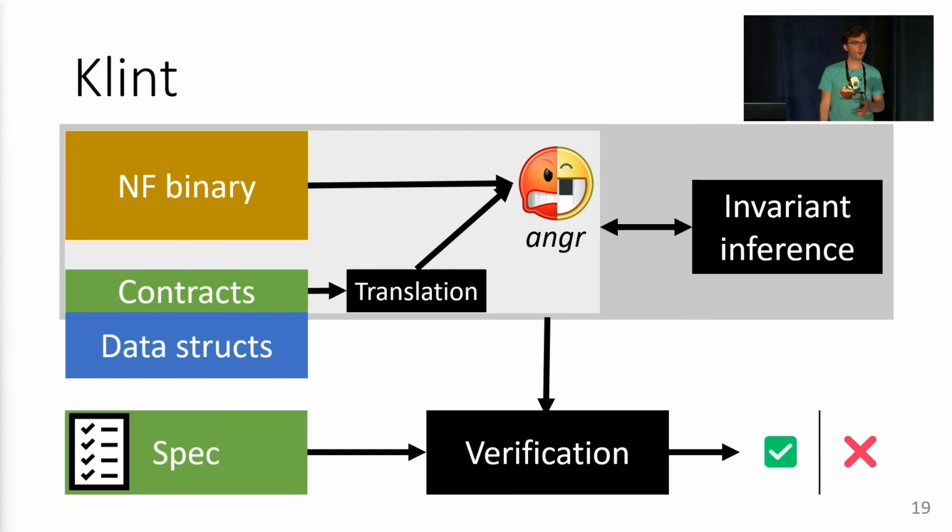But we can also give Klint a specification. And now Klint can then check that every single path obeys the specification. And because we have obtained every single path throughout the code, we know that if all of the paths obey the specification, then the entire binary also obeys it. Otherwise, we get a counterexample.